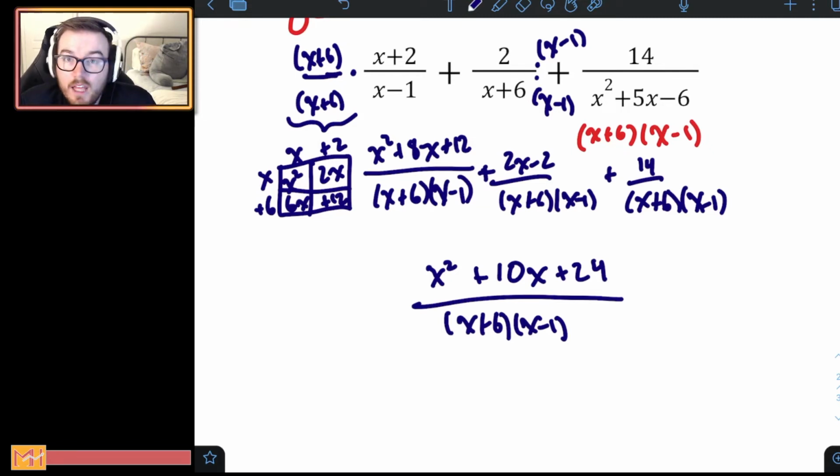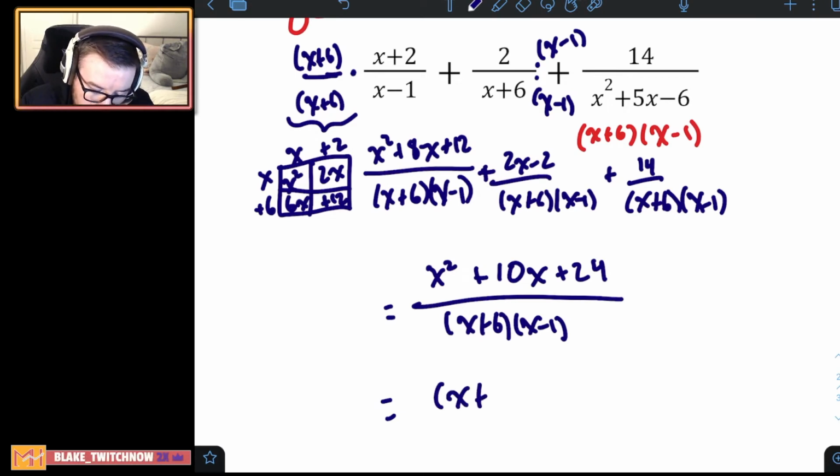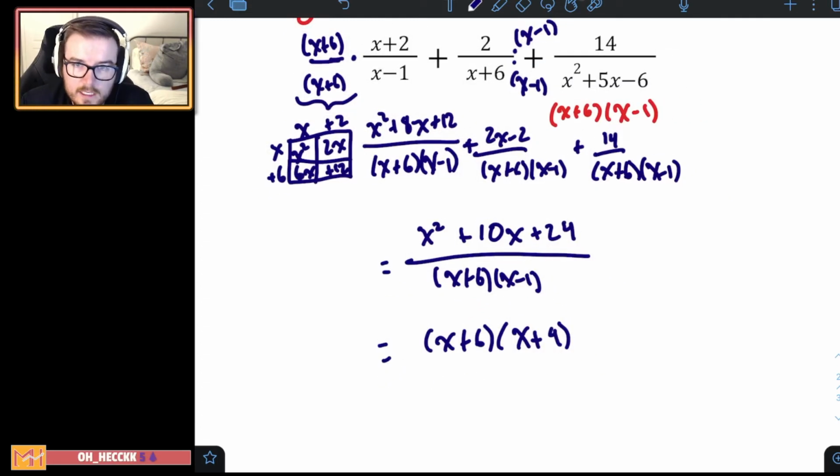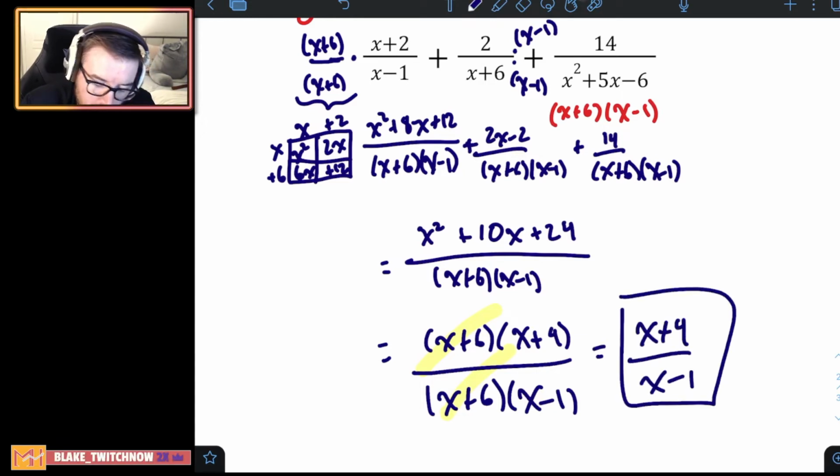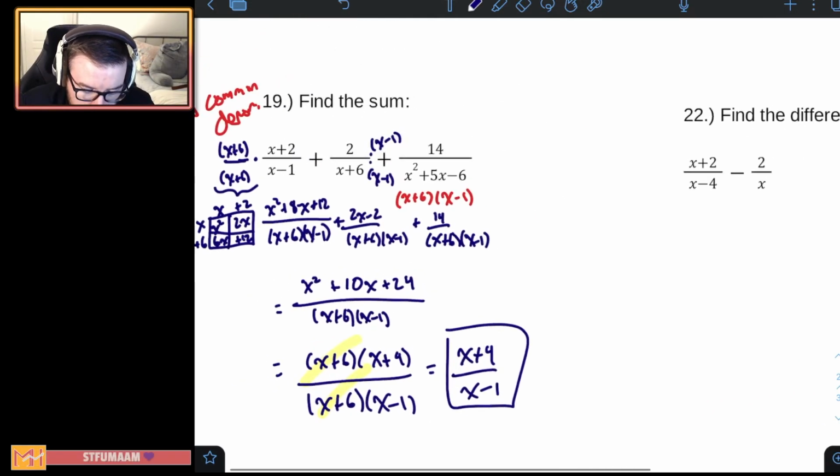A lot of times, nothing will work out. But we're getting lucky here. After all that addition, it actually turns out to be factorable into x plus 6, x plus 4. Because 6 times 4 is 24, and 6 plus 4 is 10. And when you know it, they share a term, and in the end, we get x plus 4 over x minus 1. And that is the final answer. Gotta love it, right? Good problem.